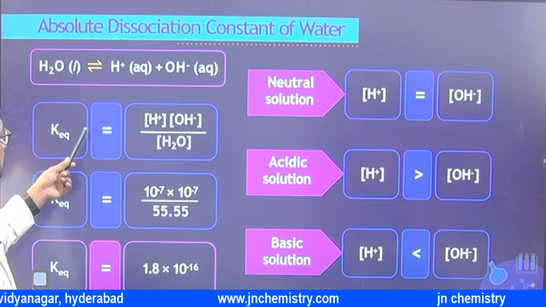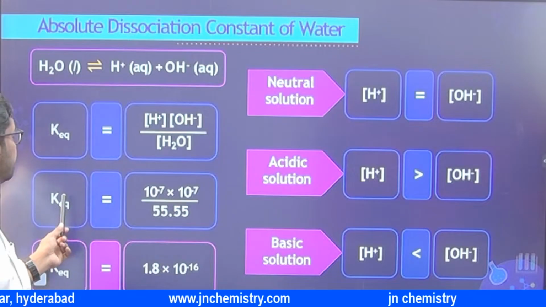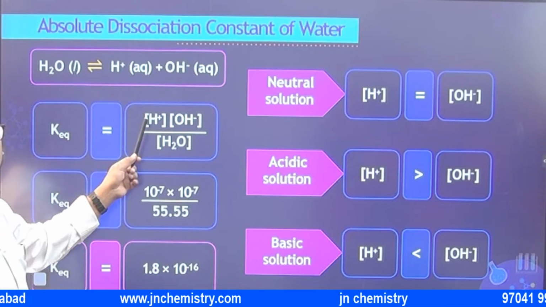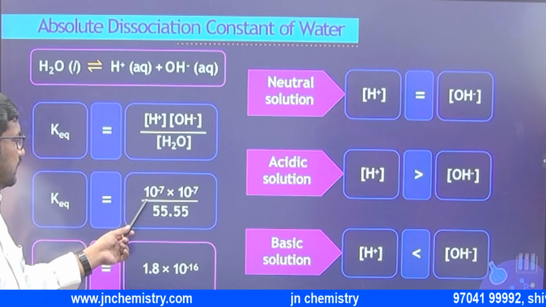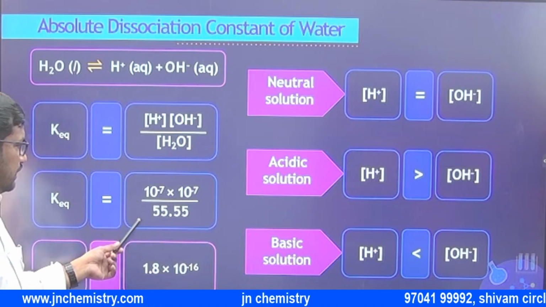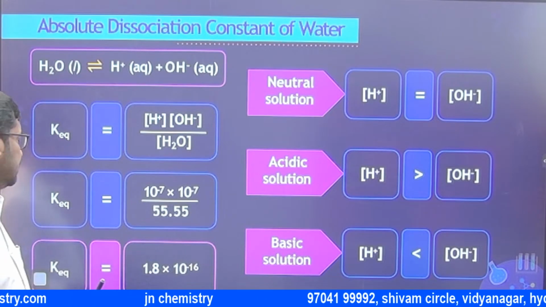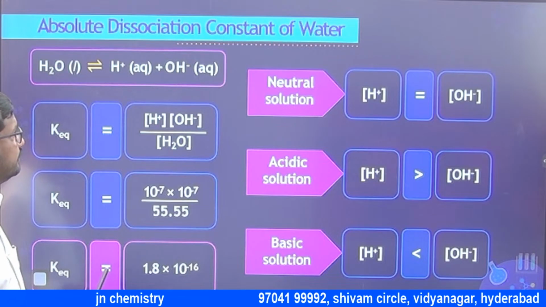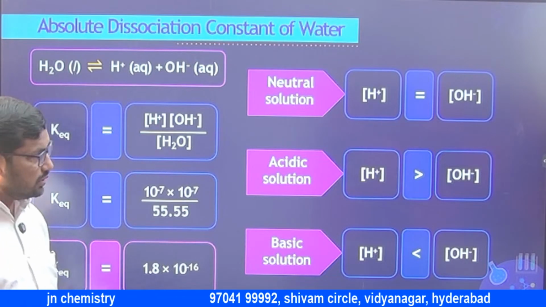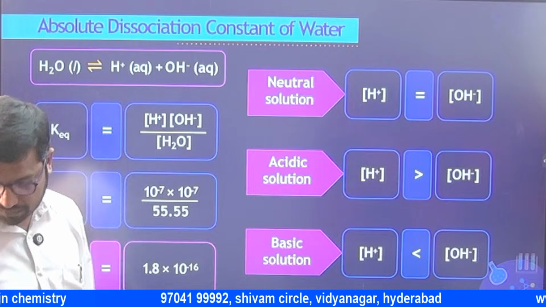K equilibrium is H plus concentration into OH minus ion concentration. So we know 10 to the power of minus 7 into 10 to the power of minus 7 is nothing but 10 to the power of minus 14. Divided by 55.5, it is 1.8 into 10 to the power of minus 16. That is the K equilibrium value. So just write that and write this also.